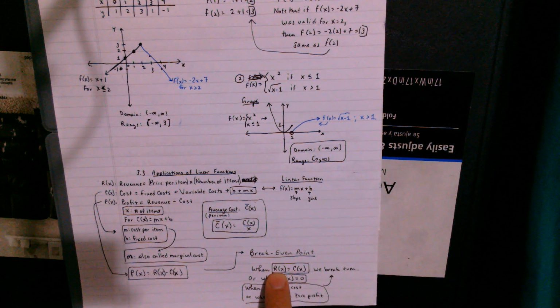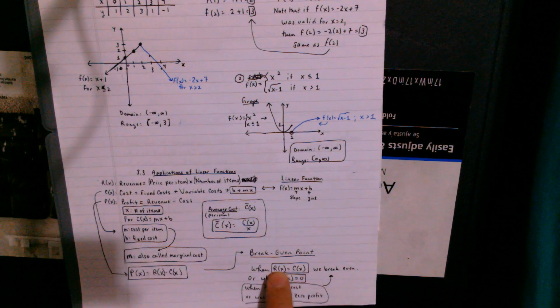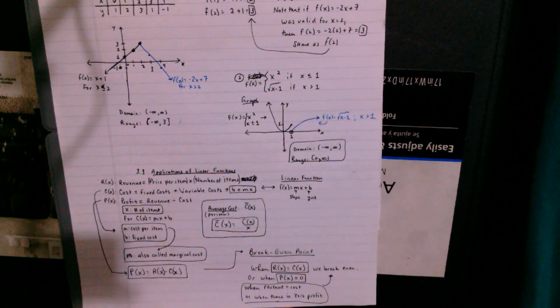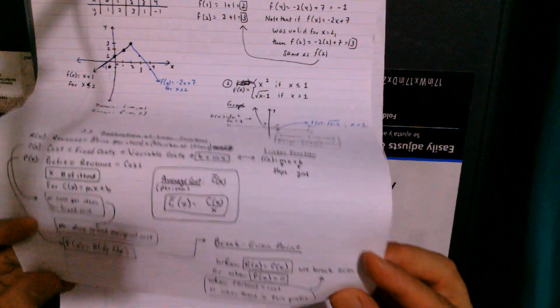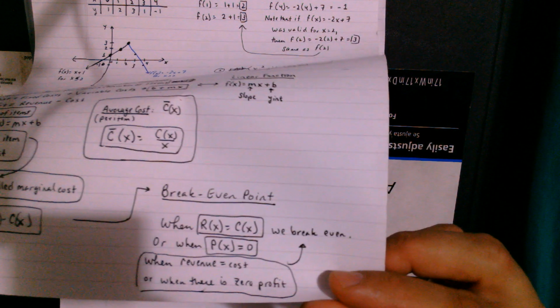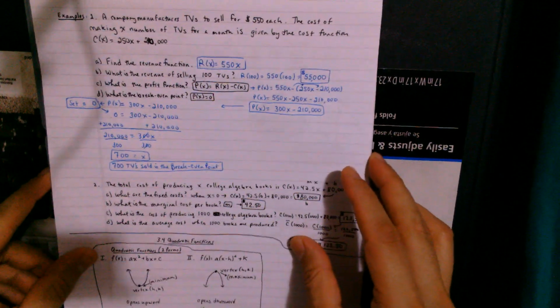Break even is when the revenue and the cost are equal. That's when you break even, when you spend as much as you make, or when you make no profit. So either way, just a couple of formulas there. When the revenue equals the cost, the profit is zero, so it kind of goes hand in hand. So I just worked out a couple of small problems here.